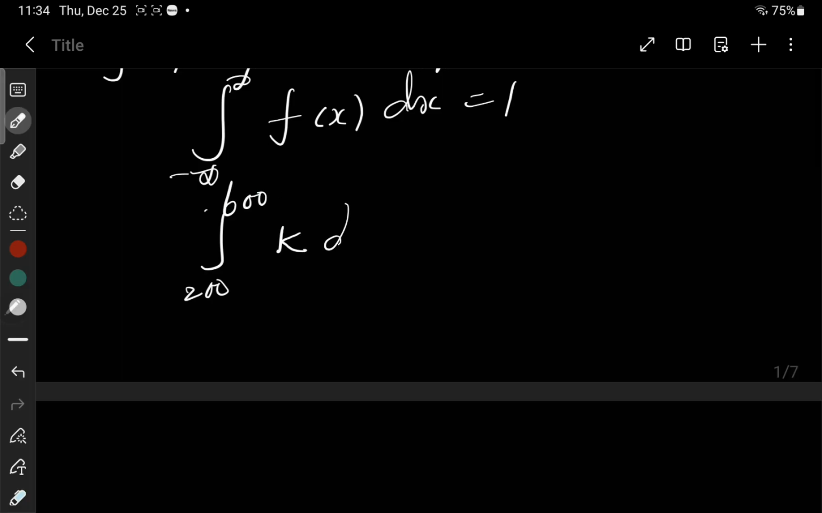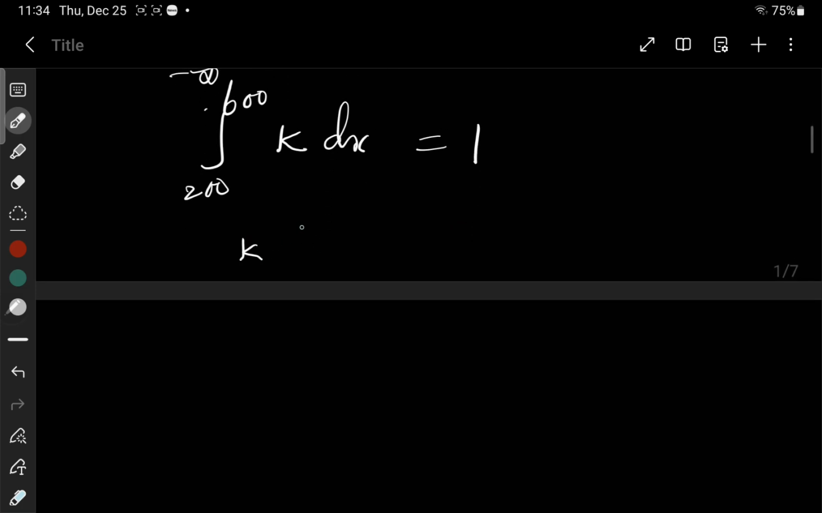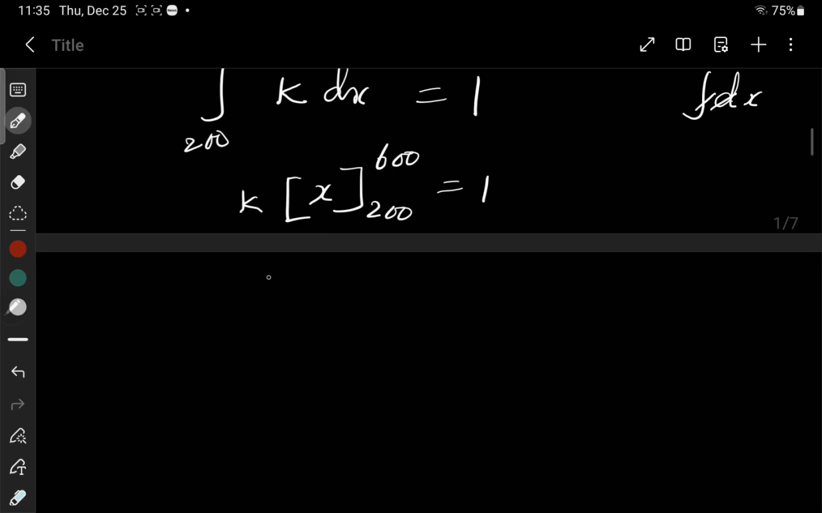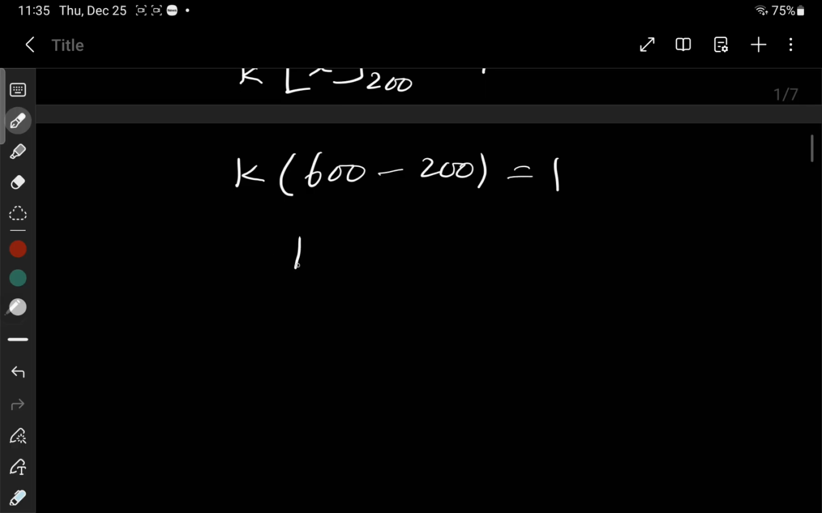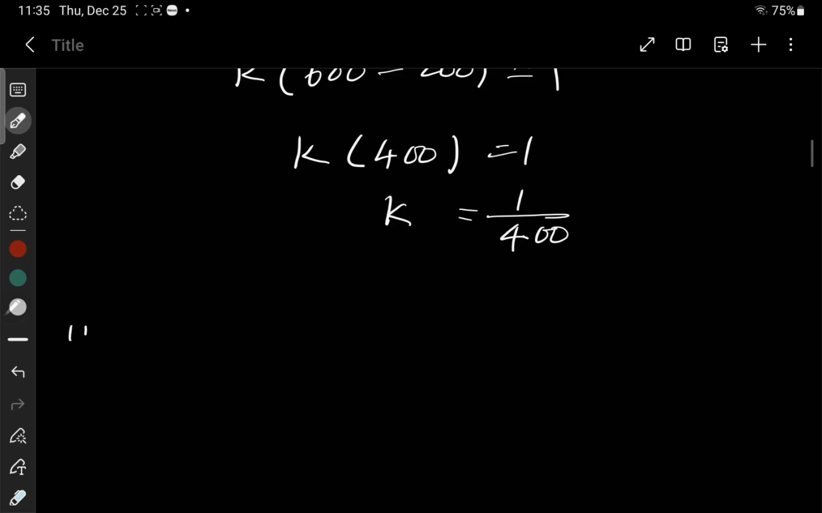Function f of x is k, so the integral of k dx is equal to 1. K is a constant. Integration and d gets cancelled. You will get x from 200 to 600 is equal to 1. So, k into 600 minus 200 is equal to 1. So, k into 400 is equal to 1. So, k is equal to 1 by 400. So, we got the answer k is equal to 1 by 400.